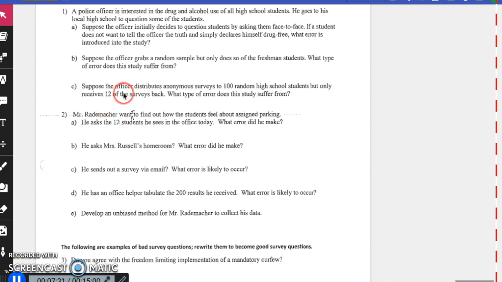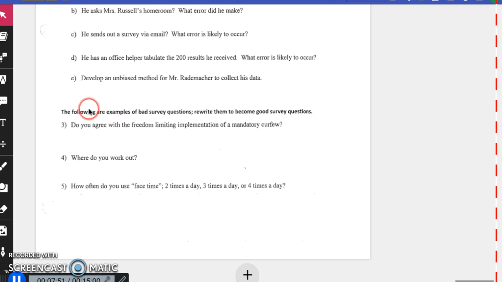For part C, the officer distributes anonymous surveys, that's good, to 100 random high school students, good, but only receives 12 of the surveys back. Which error happened here? So this would be the non-response error, where he's not getting results. Okay, you're going to do the same thing for number 2, and for 3, 4, and 5.